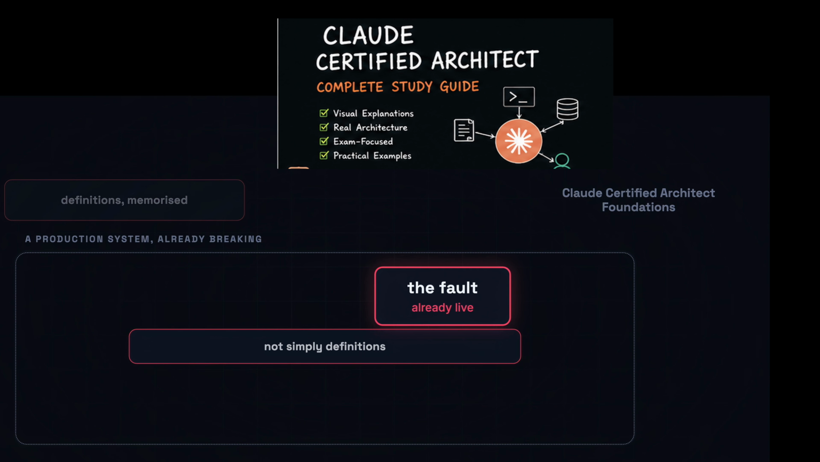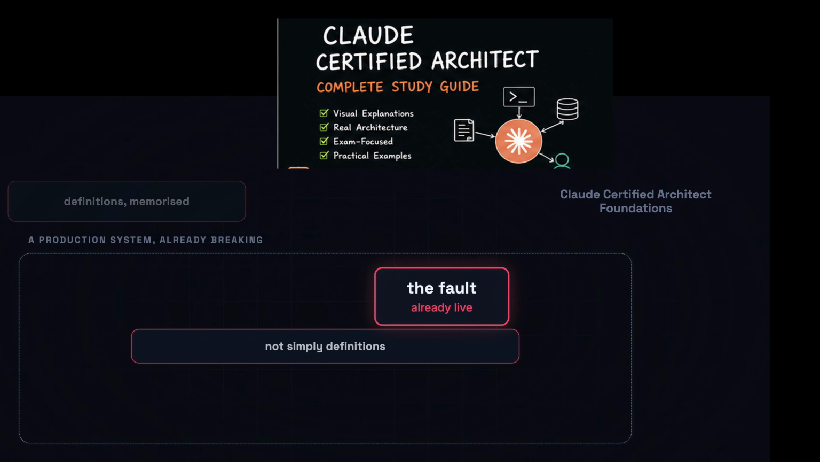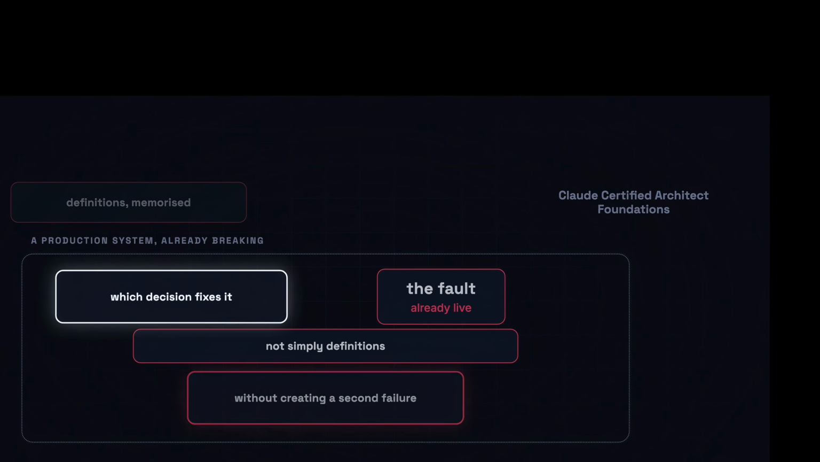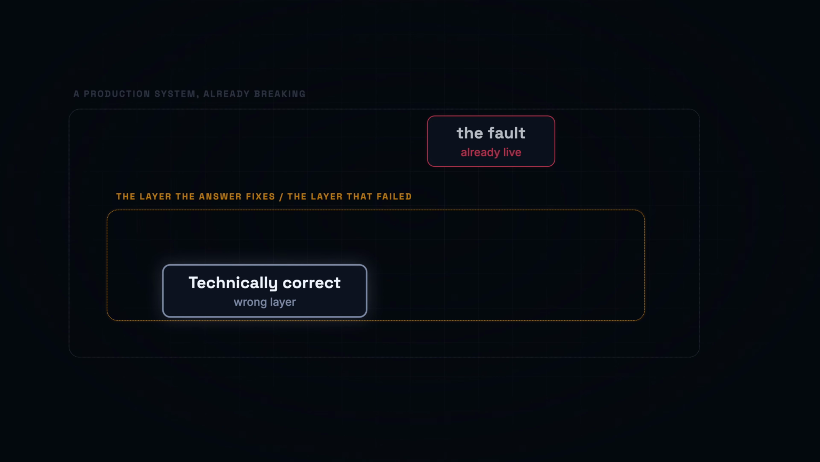It drops you into a production system that is already breaking and asks which decision fixes it without creating a second failure. The tempting answers often sound technically correct. They are simply correct for the wrong architectural layer.